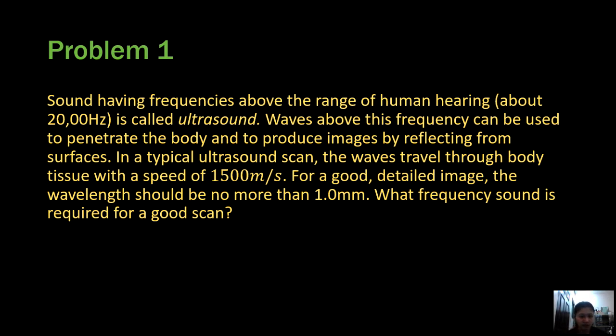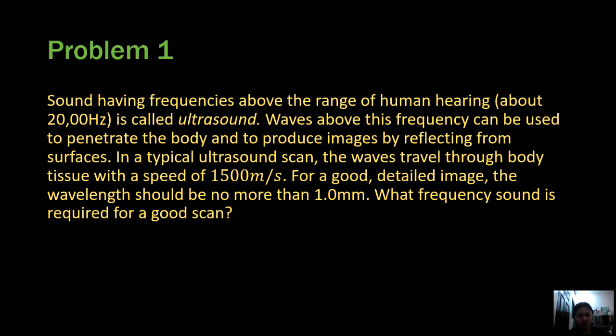So it's about mechanical waves and the problem is asking for the frequency of sound that is required for a good scan. We're given in the problem the velocity and the wavelength. The velocity would be 1,500 meters per second, which is the velocity of the waves of the ultrasound scan. And the wavelength would be 1.0 millimeters.